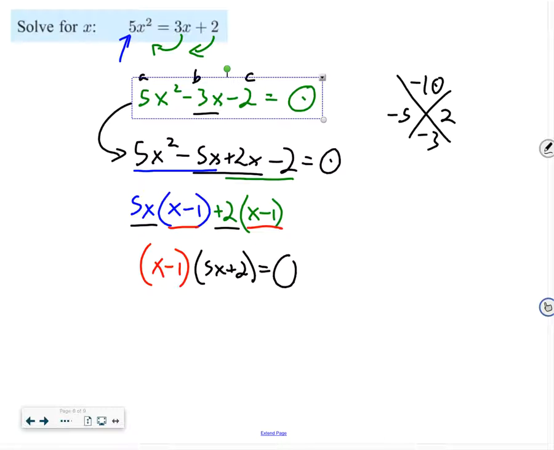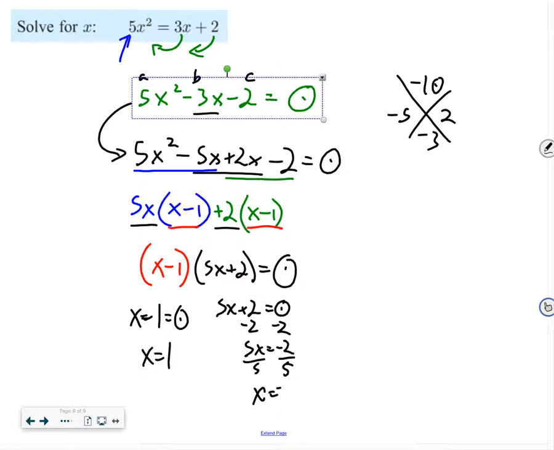Okay, now that I've gotten here, I use my null factorization principle. Okay, and so either x minus 1 is equal to 0, which implies that x is equal to positive 1, or 5x plus 2 is equal to 0, and I solve this linear equation, minus 2, get 5x is equal to negative 2, divided by 5. So then I see that x is equal to negative 2 over 5.